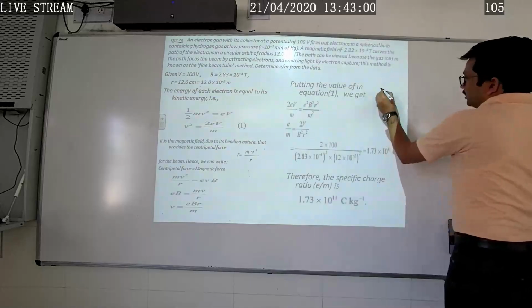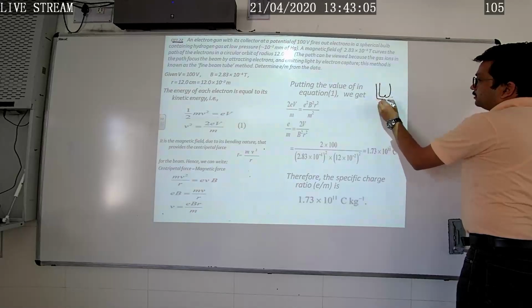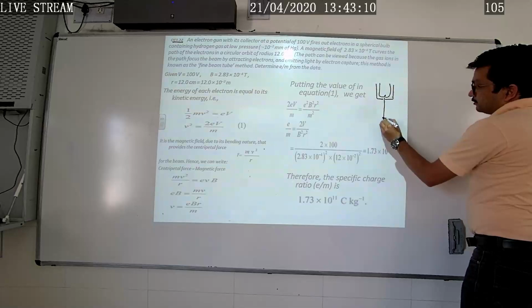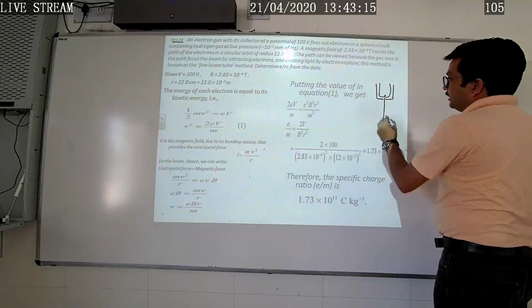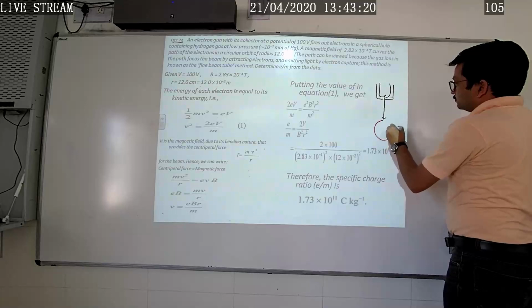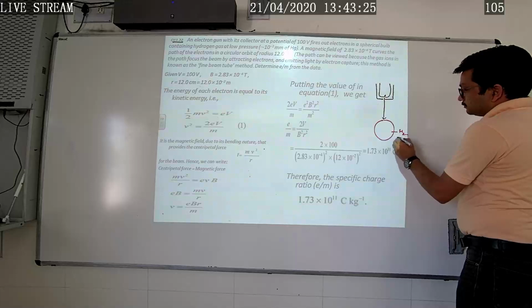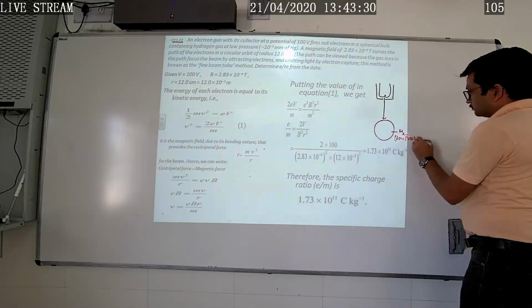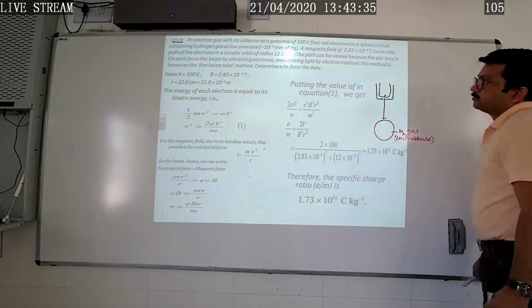So suppose here we have this electron gun. This was the filament, this is called the cathode, and this is the anode. It is firing these electrons on the spherical bulb, which contains hydrogen gas at low pressure.